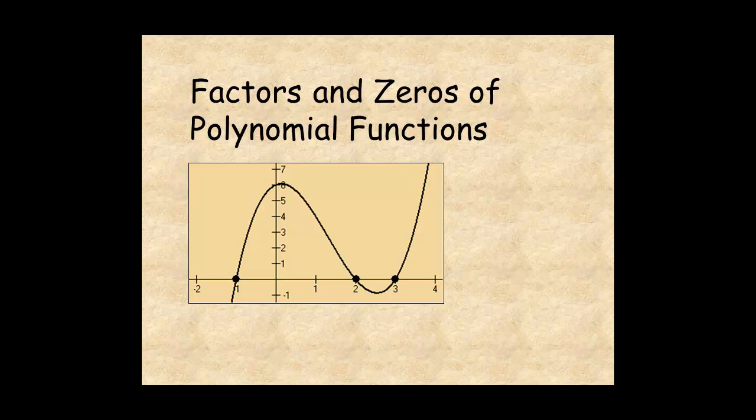This lesson is part of a series that describe the graphs of polynomial functions. This lesson explains the relationship between the factors and zeros of a polynomial function and how these relate to the graph of the function.